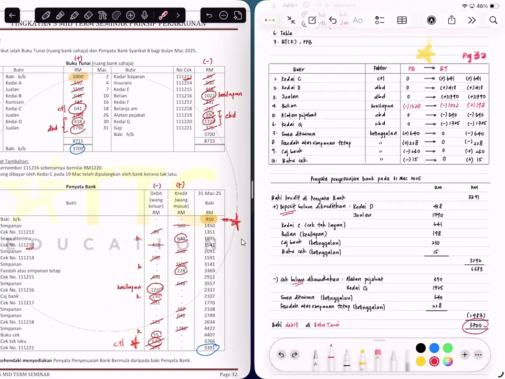Then next week in the class, we will do the revision for Form 5 Chapter 1, Nisbah, together with Form 4 Chapter 9, Pembetulan Kesilapan. And if you have any question that you wish to cover, you can bring it to the class. Let's see what we can do to help for your midterm exam.